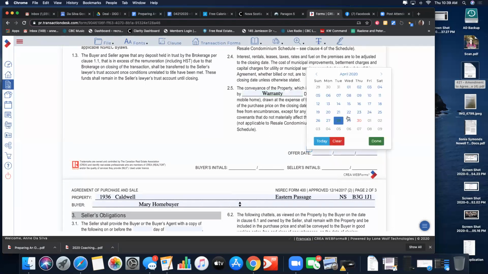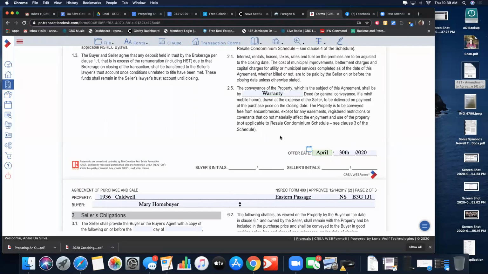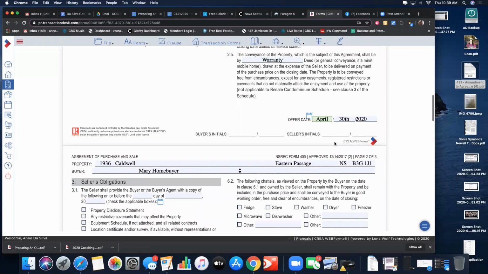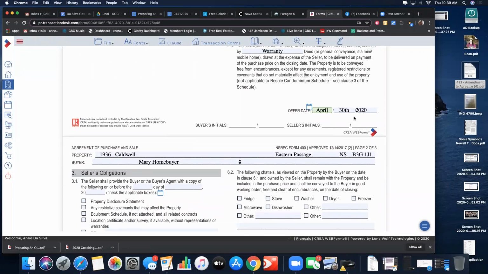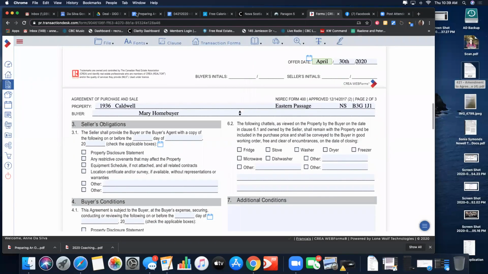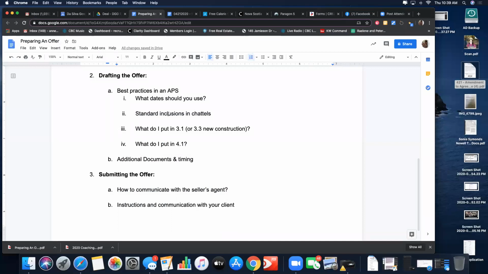So obviously you want to have your offer date in. They have fixed the form on most of the forms where it auto-populates the 2020. There is the odd form where it doesn't still do that. So you're going to have to add the text of the 20 in your document signature program. So going back to our list here, standard inclusions and what date should I use?